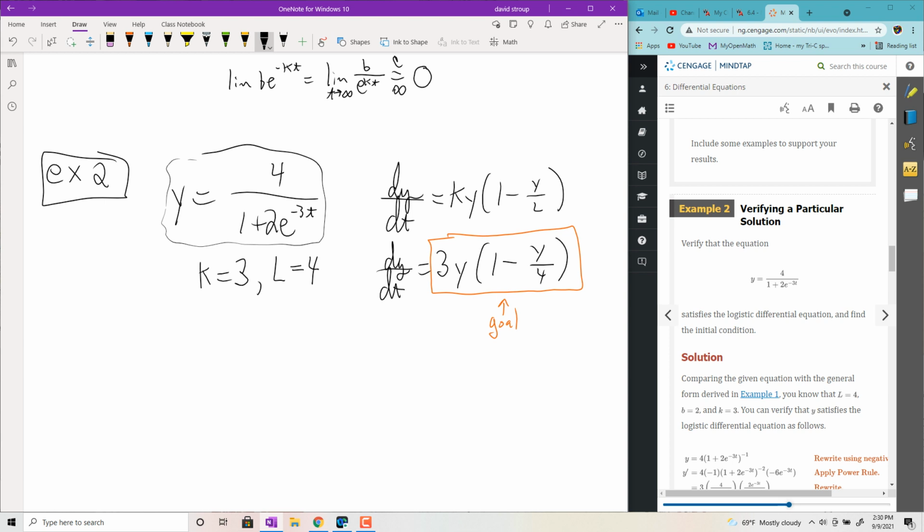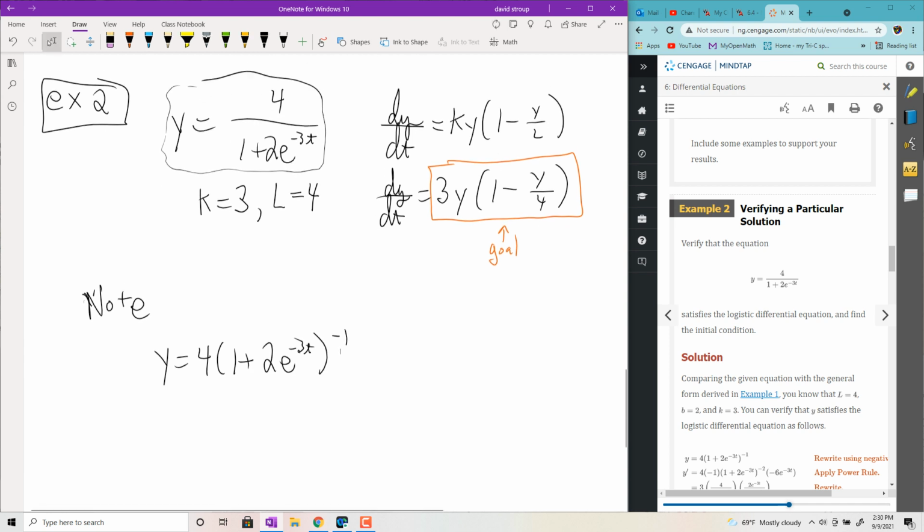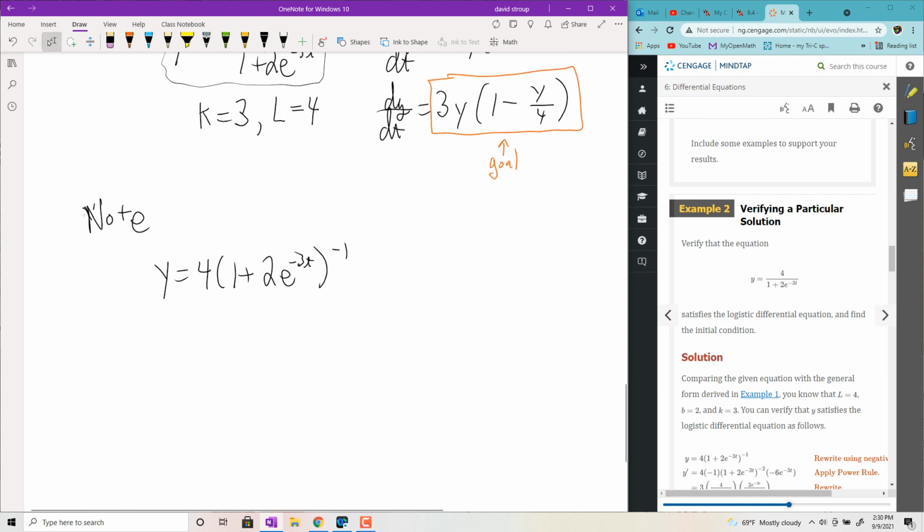So let me rewrite y first. Just for the sake of easier differentiability, y is equal to 4 times (1 plus 2e to the negative 3t) to the negative 1. Okay. So I take the derivative, y prime, and remember the goal in mind. I have that red thing in mind. I want that at the end.